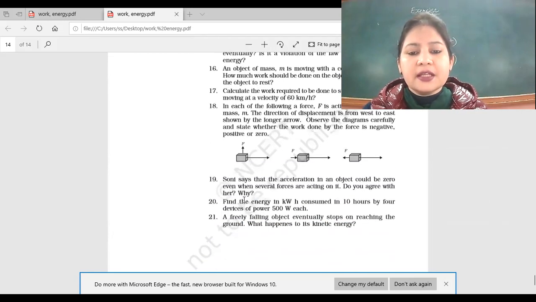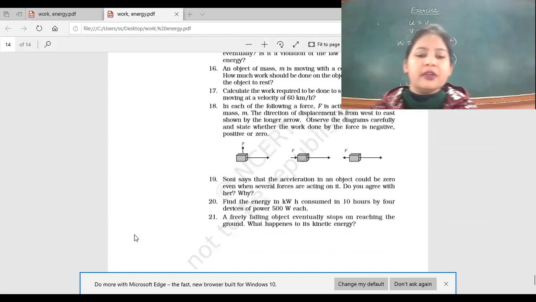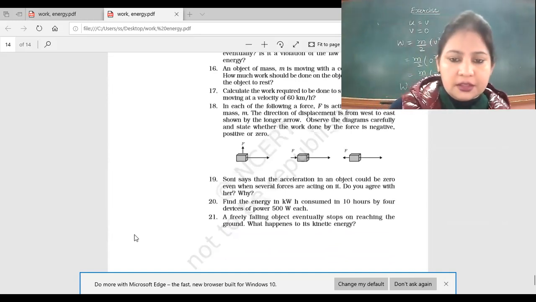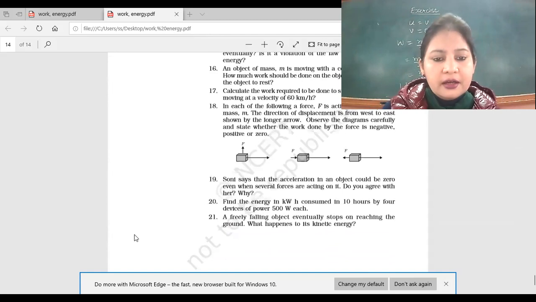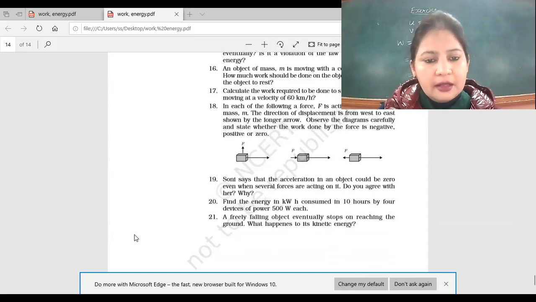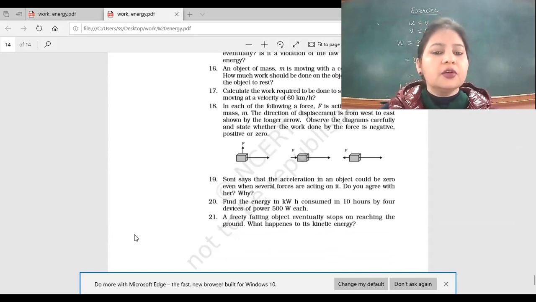Sony says that acceleration of an object could be zero even when several forces are acting on it. Do you agree with her and why? Yes, tell me. That if many forces are acting, then acceleration will be zero.